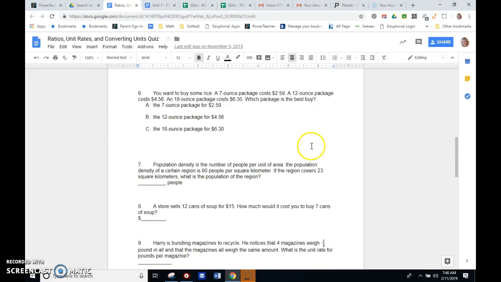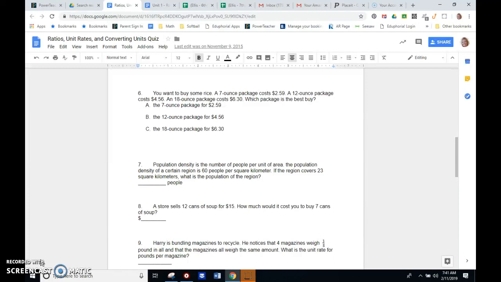Number 6, you want to buy some rice. A 7-ounce package costs $2.59. A 12-ounce package costs $4.56. An 18-ounce package costs $6.30. Which package is the best buy?